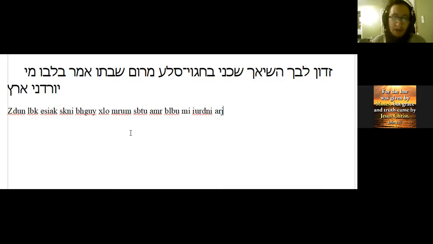So it'd be roughly pronounced, just by looking at this transliteration: zadun, lebak, esiak, sakani, bahigui. Bahagui, excuse me. Okay, and then Shelo, Marum, Sibatu, Amer, Bilabu, Mi, Yuradami, Arit.